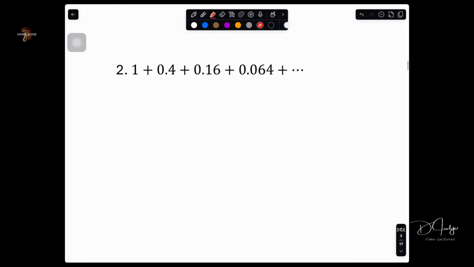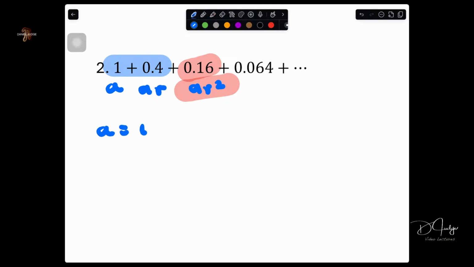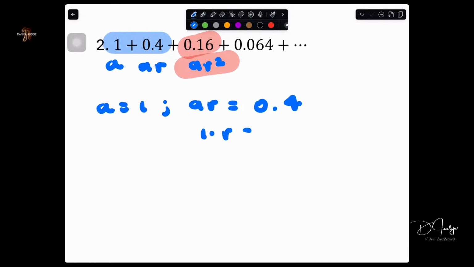Question 2 now. Is this geometric? Well, A, AR, AR squared. We have to verify and find the values of A and R to see if it's the third term now. This means A is 1, AR is 0.4. So 1 times R is 0.4. So the R value is 0.4. Let's keep it at that.